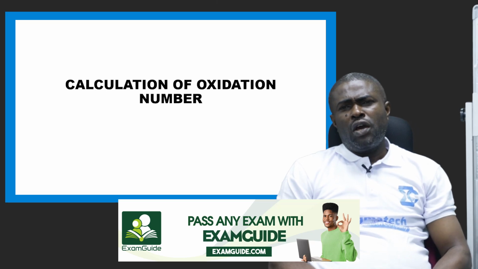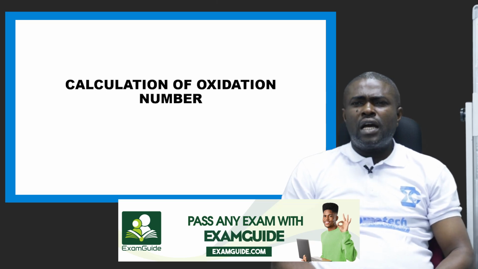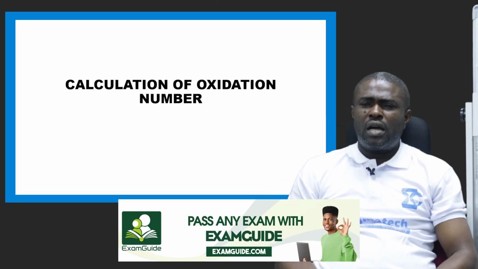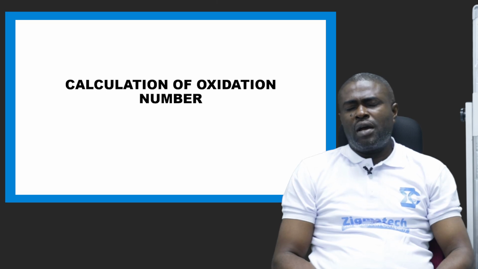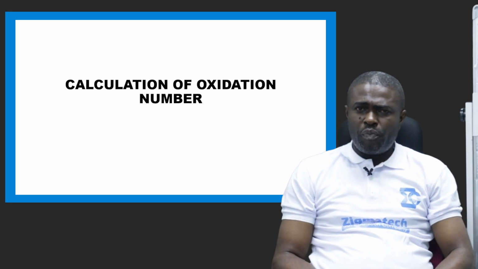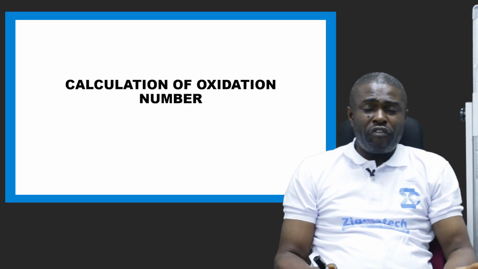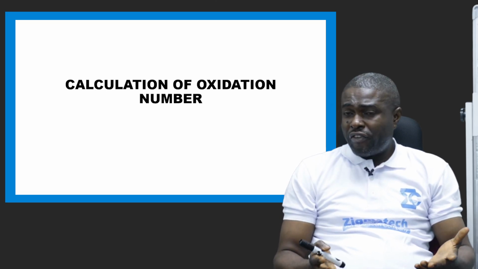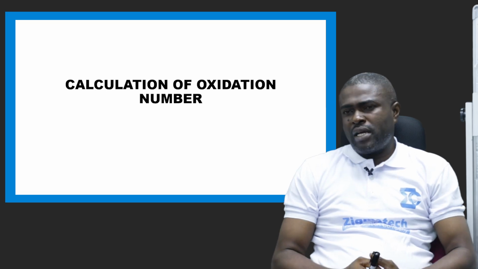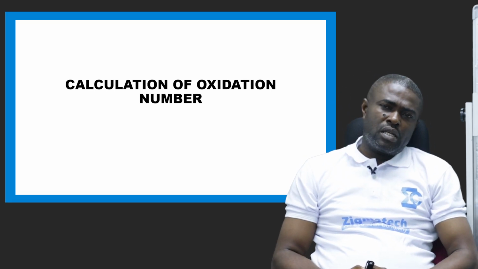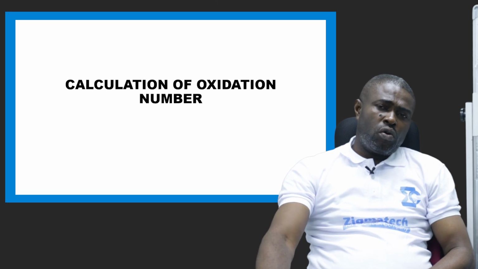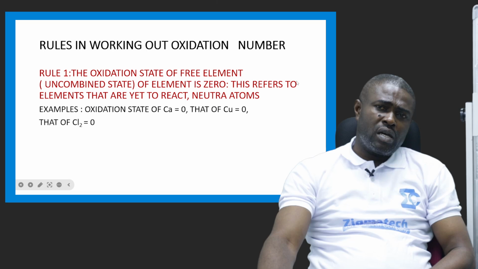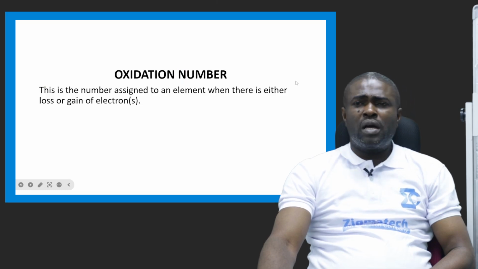Today, we want to look at how we can calculate or find out the oxidation number of an element in a compound, or oxidation number in a neutral form. Oxidation number of an element that is in a neutral form, that is not actually combined with other elements. Okay? So, what is this oxidation number all about?